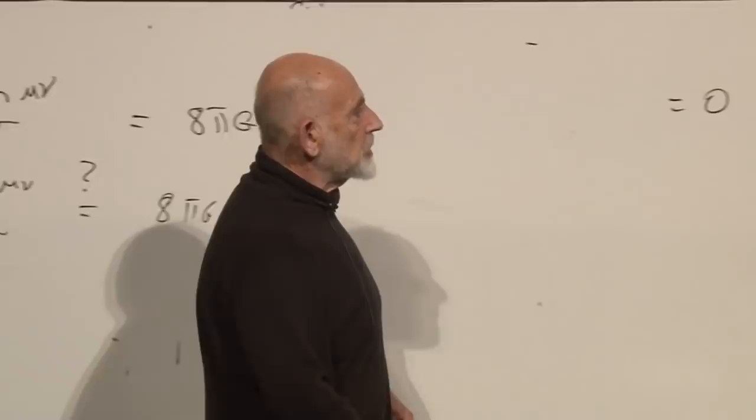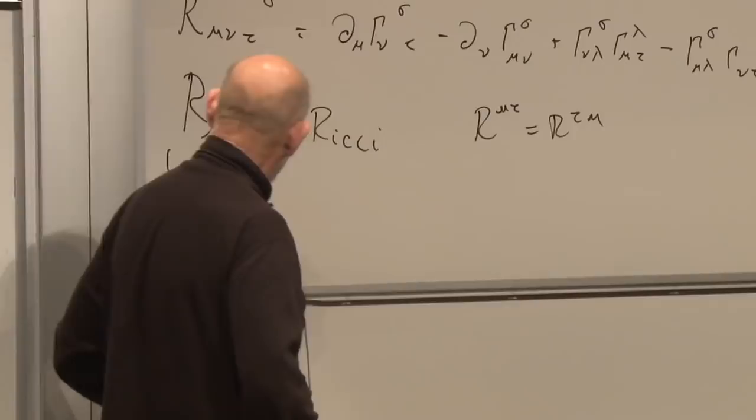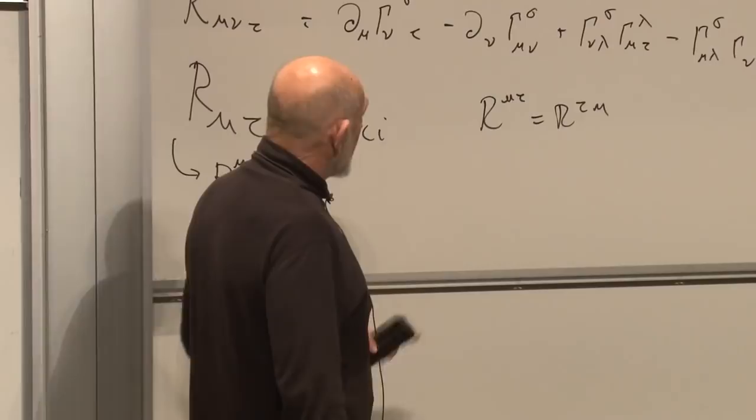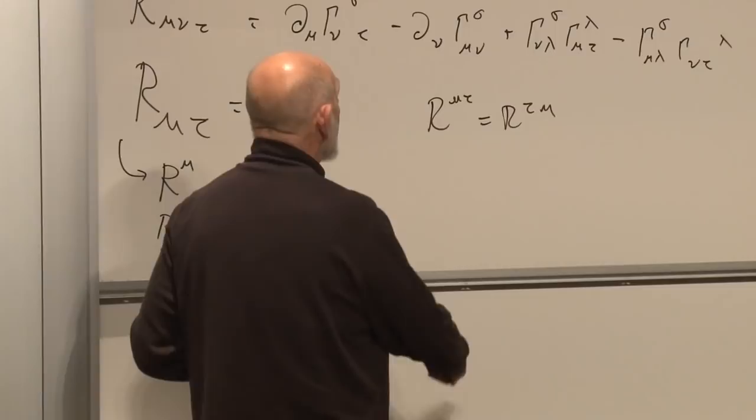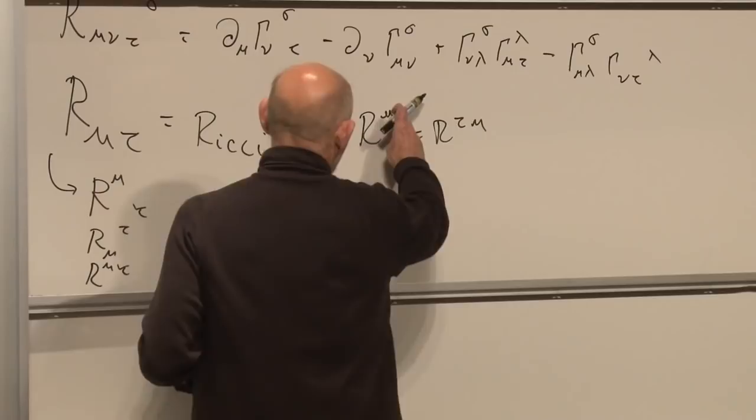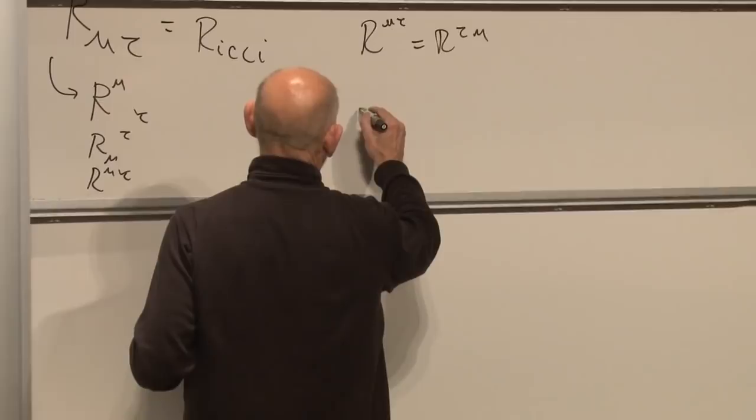Now, there's another tensor that you can make. This was not unique. Only one other possibility. And that's to begin by contracting mu and tau. You can contract mu and tau by multiplying. This object is called R. It's a scalar.